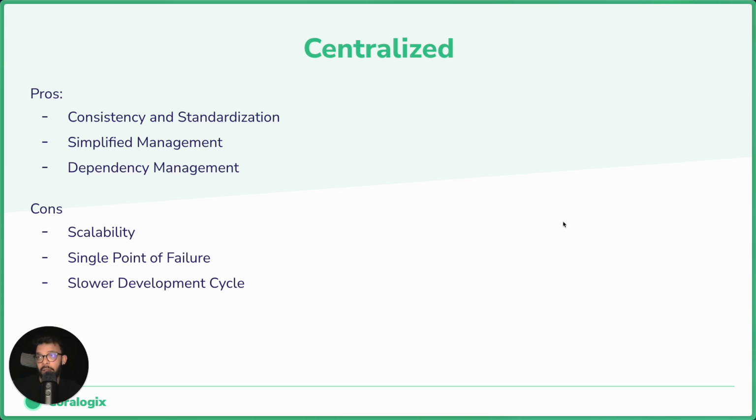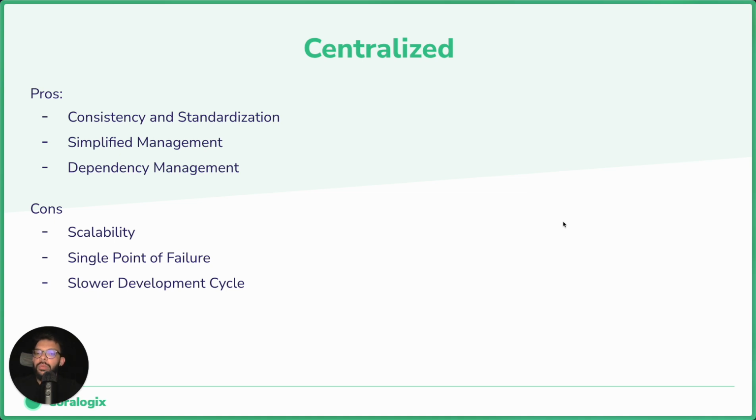But we also have a few cons, which are scalability issues. As the organization grows, the central repository can become a bottleneck. High contention for resources might occur as multiple teams try to make changes simultaneously. The next one is the single point of failure, because if we have only one central repository and something goes wrong with it, for example, if it gets deleted accidentally, we would lose everything, and it can affect the entire monitoring deployment pipeline.